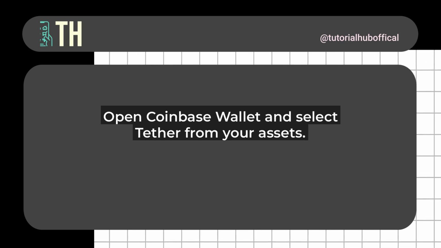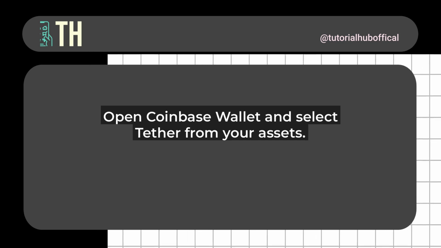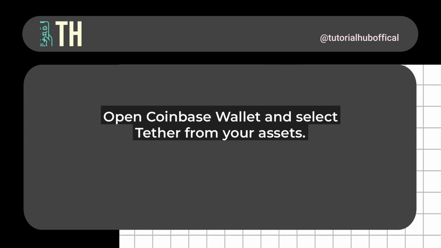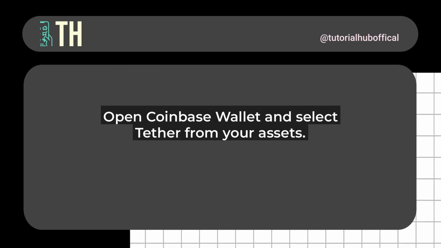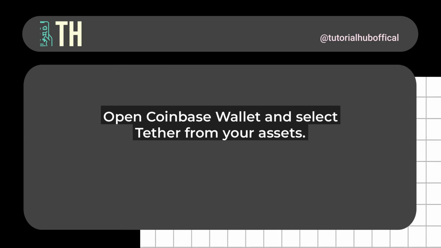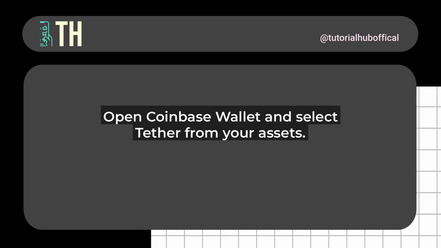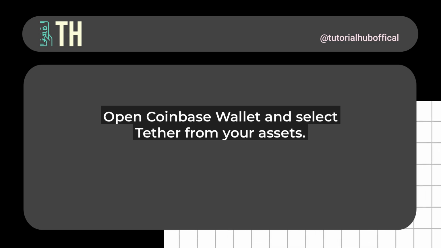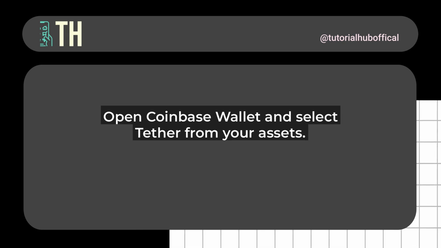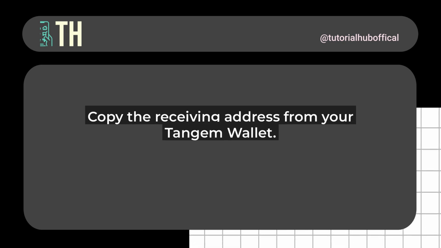Step 1. Open your Coinbase Wallet app and navigate to the Assets, or Portfolio, section. Find Tether, USDT, in your list of holdings. Once you've selected it, tap on the Send, or Withdraw, button. This is where you'll initiate the transfer.